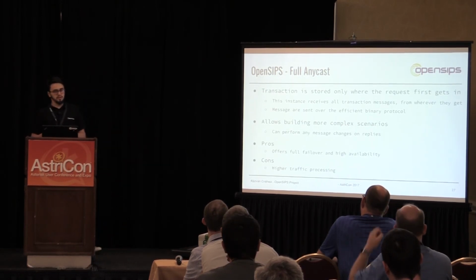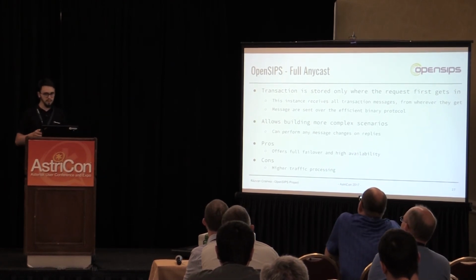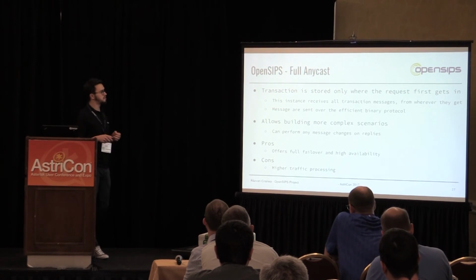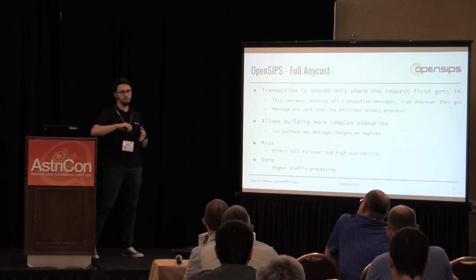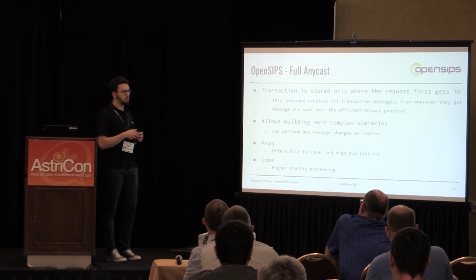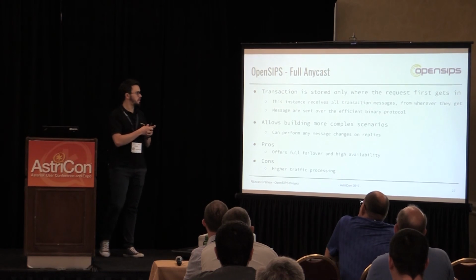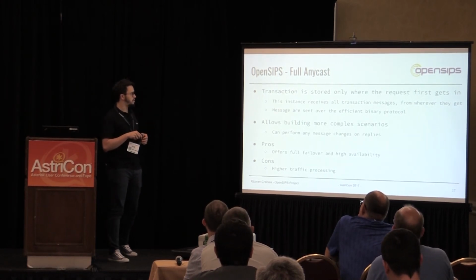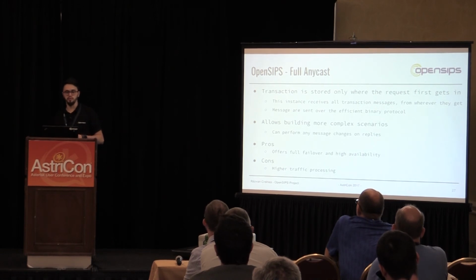So again, the transaction is stored only where the first request gets in. This instance receives all the messages related to that transaction from wherever they get. So any instance can get a reply. It will simply forward it to the main instance. And messages are sent again over the efficient binary protocol.